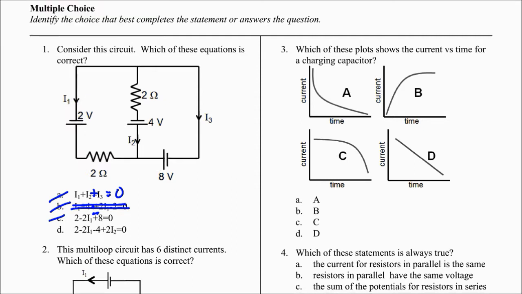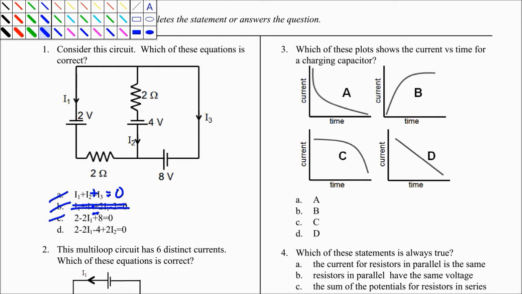I have 2 minus 2I1 minus 4 plus 2I2. That's 2 minus 2I1 minus 4, that's correct, plus 2I2. Bingo, that's our one, that's our winner.